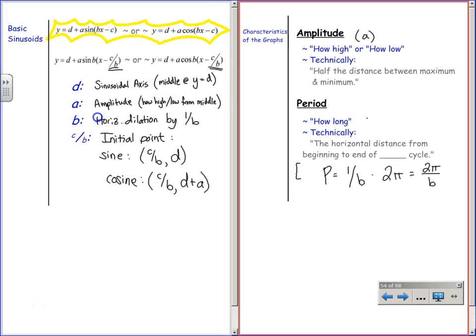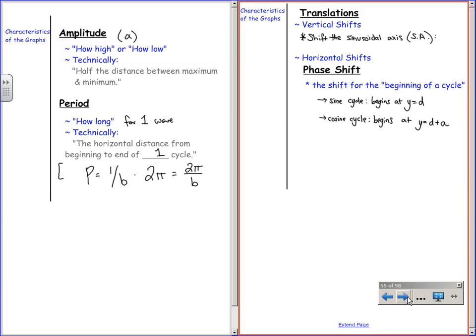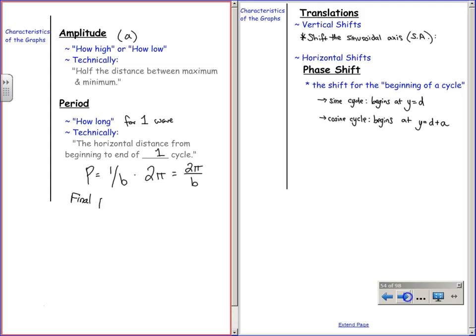That's how long for one wave, or we could say for one cycle, from beginning to end of one cycle. So for one entire wave, for one entire cycle. So technically, we can figure out the final point, if this helps, with the period.